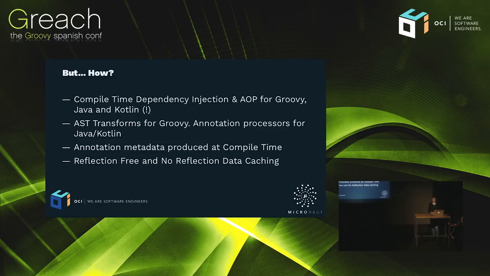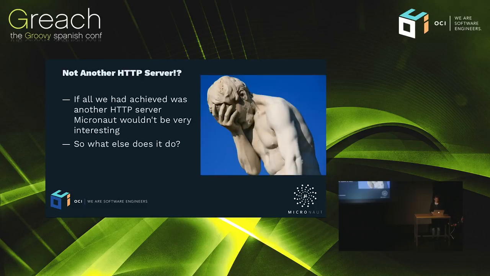And how is it done? We support compile time dependency injection and AOP for Groovy, Java, and yes, even Kotlin. AST transforms are used for Groovy, and annotation processors are used for Java and Kotlin. Annotation metadata is all produced at compile time. There are the proxies that are produced at compile time, and all of the bean definitions produced at compile time are completely reflection-free. That means that stack traces are shorter, it's less difficult to debug. There's no reflection data caching, so your memory consumption is dramatically smaller. But like I said, if we had produced just another HTTP server, this would not be very impressive, but we've done a heck of a lot more than that.